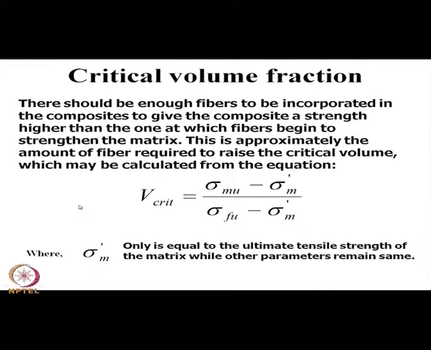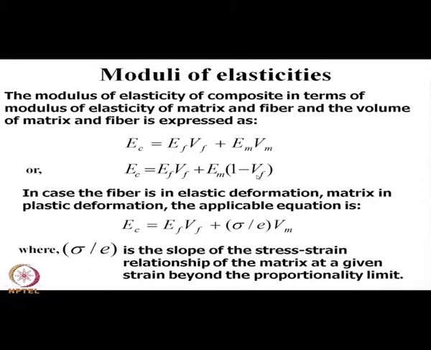Now, there can be a critical volume fraction of the fiber in the composite. That can also be calculated from these parameters, the stress values on the matrix and fiber. Then the modulus of elasticity of the composite can also be calculated, in terms of the modulus of elasticity of matrix and that of fiber, and the volume fractions of matrix and fiber. It can be expressed as E C is equal to E F into V F plus E M into V M, or E C is equal to E F into V F plus E M into 1 minus V F.